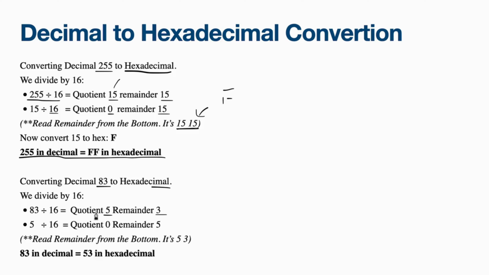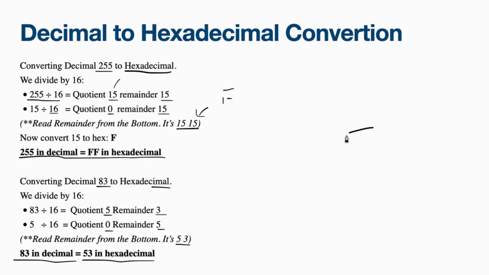Now, if we again divide the quotient 5 by 16, since 5 is not divisible by 16, we get a quotient 0 and remainder 5. Now again, if you look from the bottom, the remainders come out as 5 and 3. So 83 in decimal is equal to 53 in hexadecimal.